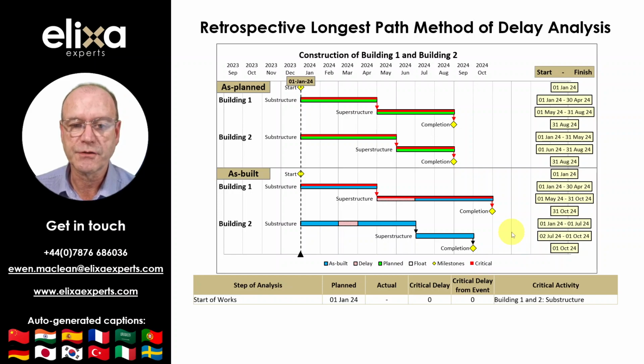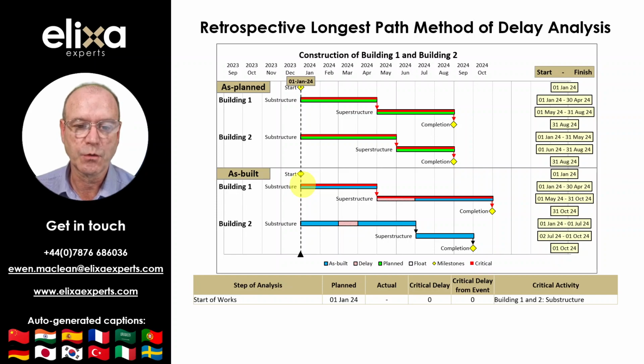This allows the retrospective longest path to be identified, which in this case runs through the Building 1 as-built sequence because it is the longest continuous sequence tracking back from completion to the start date. Delay to the as-built critical path is then measured by comparing the as-built dates with the corresponding plan dates in the as-planned program.